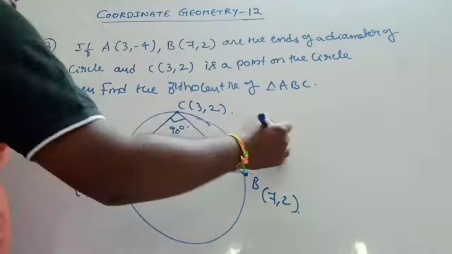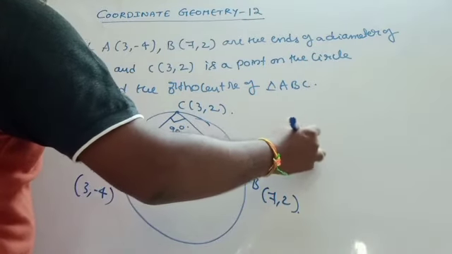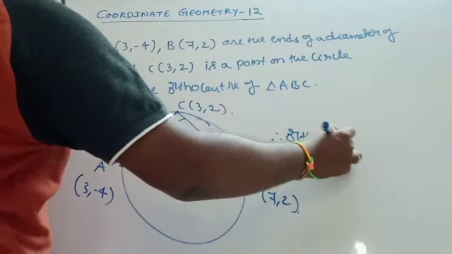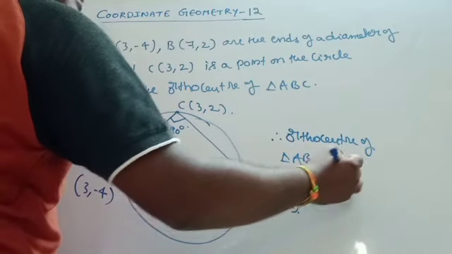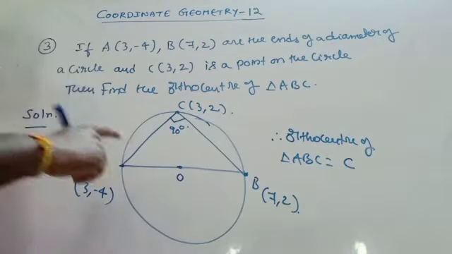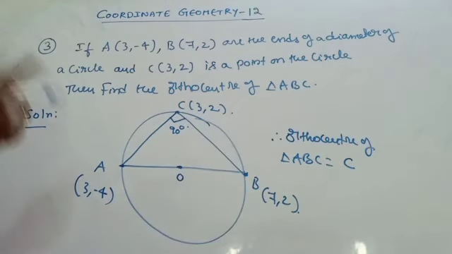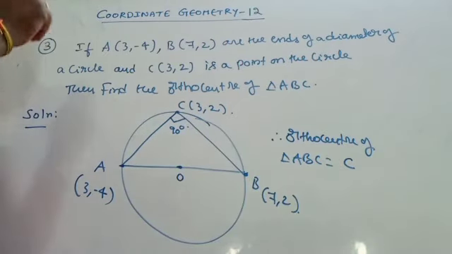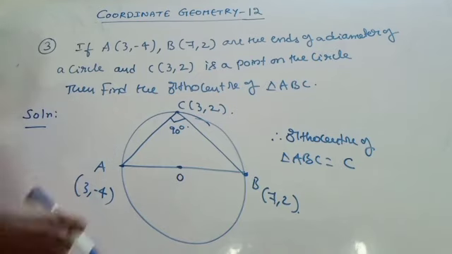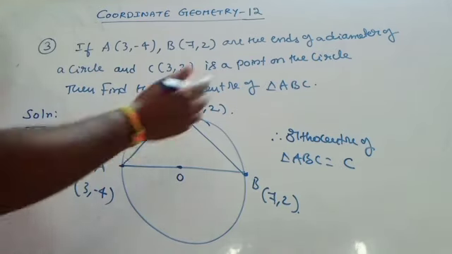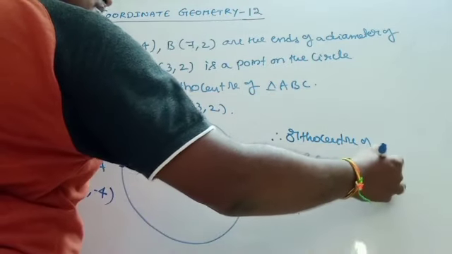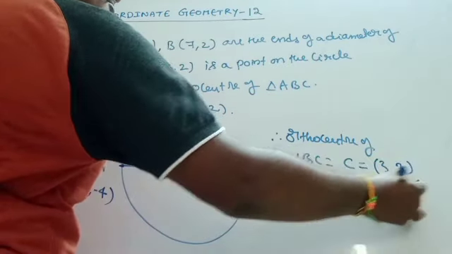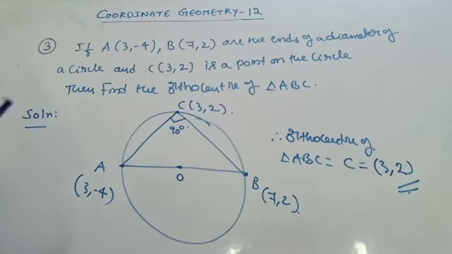Therefore, the orthocenter of triangle ABC is nothing but the vertex C, because we know that for a right angle triangle, the orthocenter will be lying at the vertex where the right angle is forming. That already we have discussed. Therefore, orthocenter of triangle ABC is equal to vertex C, that is (3, 2). This is the orthocenter of this triangle ABC, right?